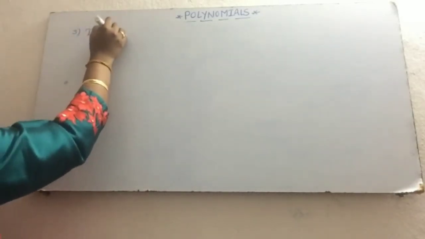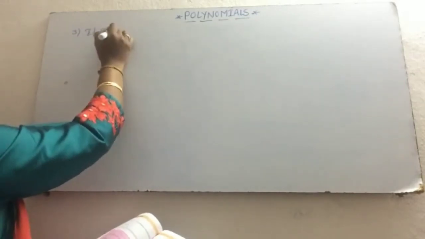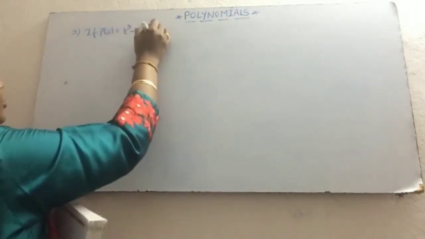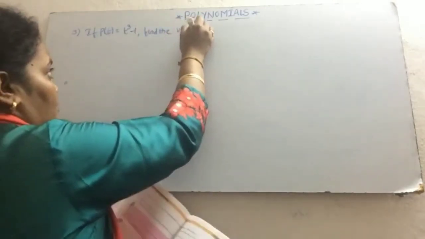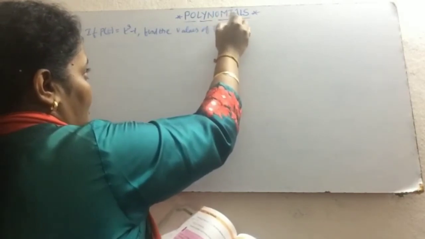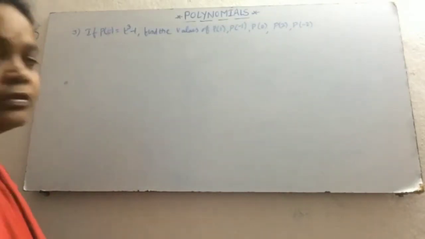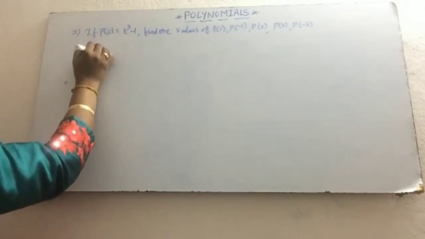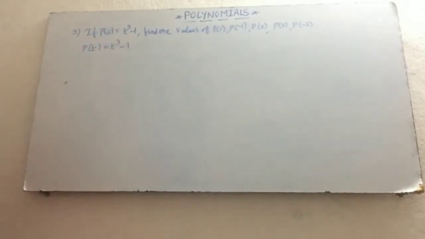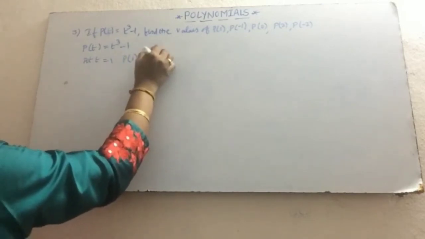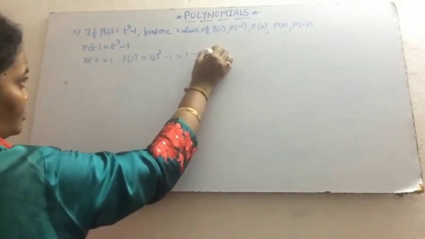If P of t equal to t cube minus 1, find the values of P of 1, P of minus 1, P of 0, P of 2, P of minus 2. Now, first, given P of t is equal to t cube minus 1. Put t equal to 1. Then P of 1 equal to 1 whole cube minus 1. That means 1 minus 1 equal to 0.